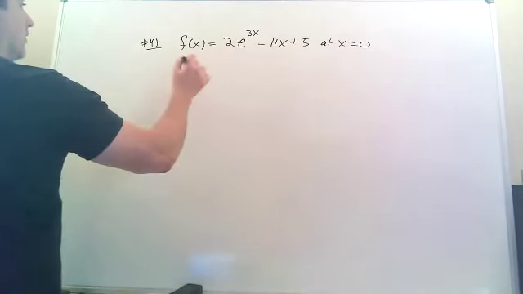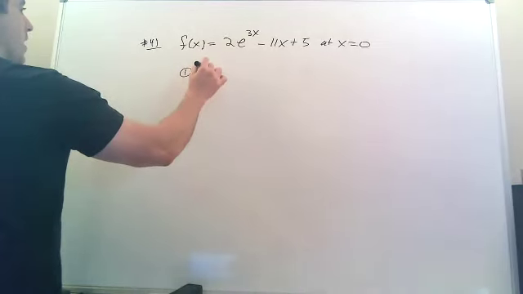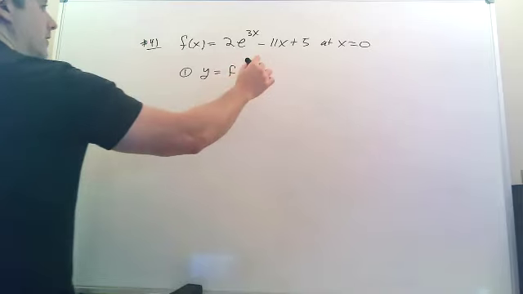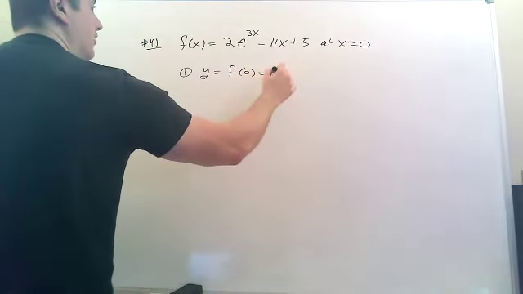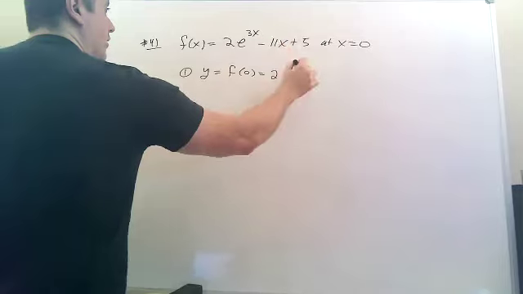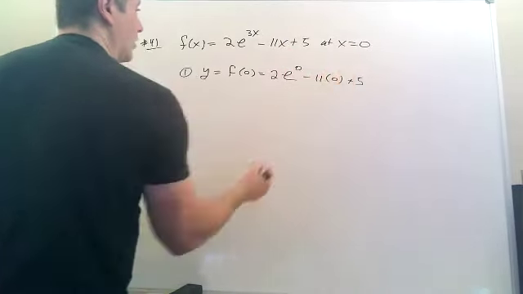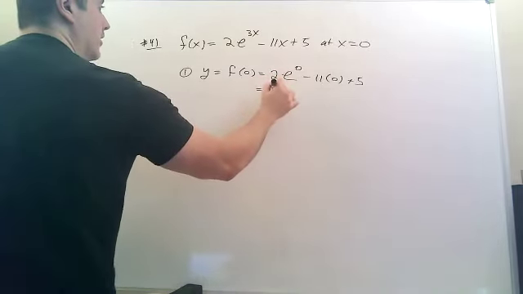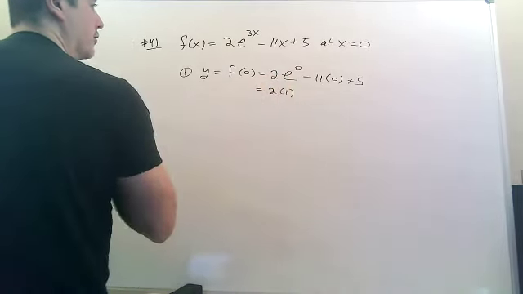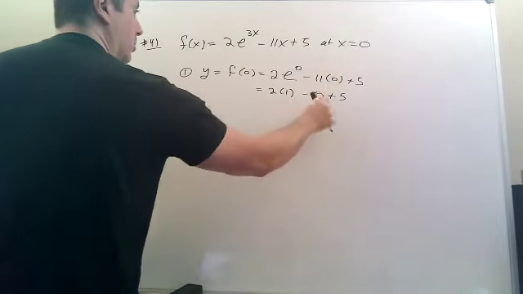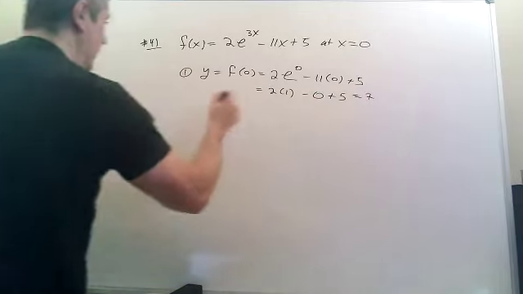So tangent lines, always the same game. First, I need the y value. So I'm going to plug in the x that I was given. I was given x is 0. 3 times 0 is 0. And then I have 11 times 0 plus 5. This works out ridiculously easy. E to the 0 is 1. People screw that up. 11 times 0 is 0. So you end up with 2 plus 5, which is 7.